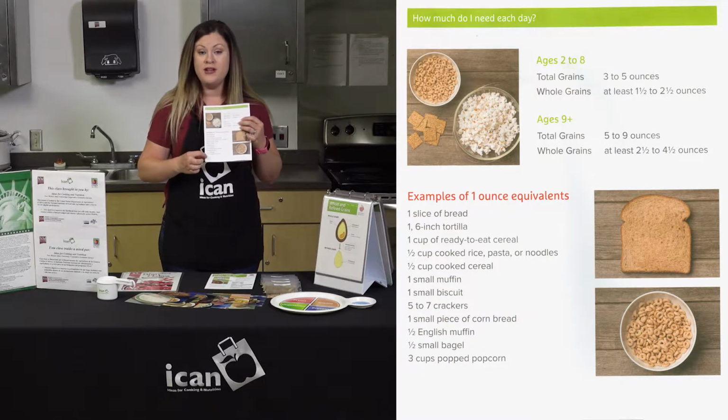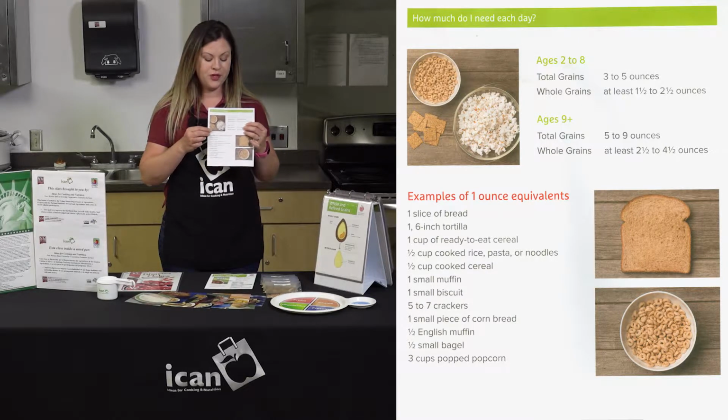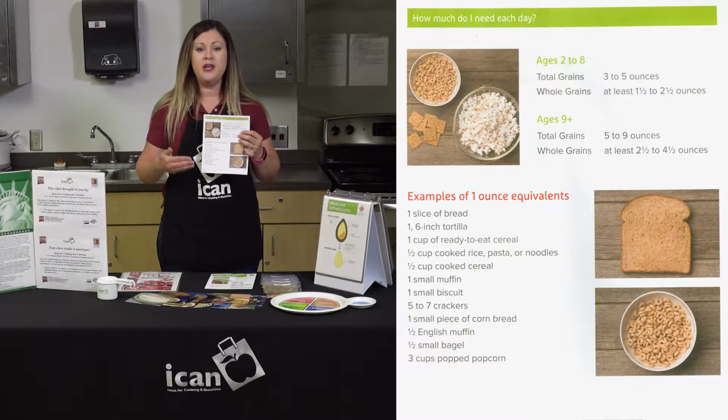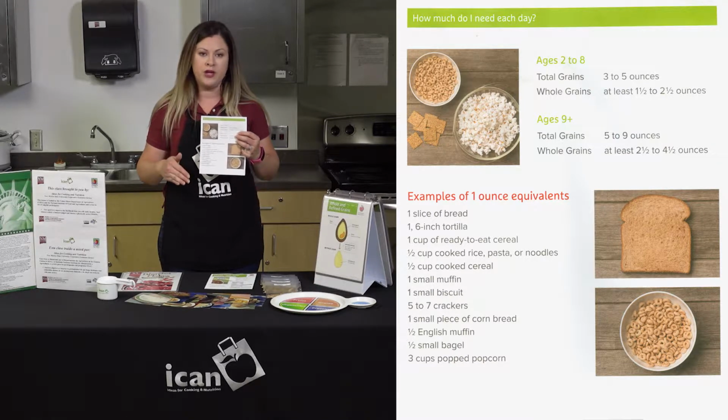The popcorn is considered a whole grain, so 3 cups of popcorn will be a whole grain. These are all ounce equivalents. So this is something that can help us figure throughout our day how many ounces of grains we have been consuming, or how many we need to consume for the rest of the day, or have consumed already throughout the day.